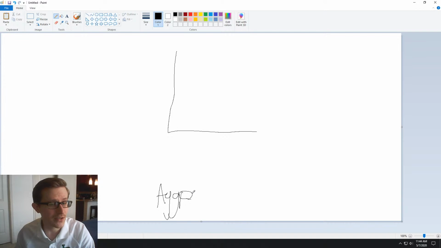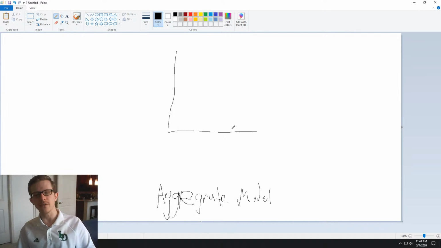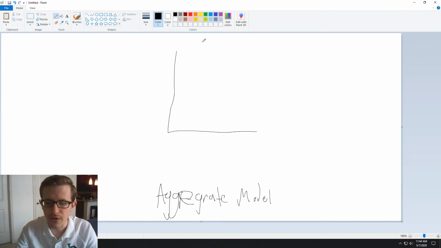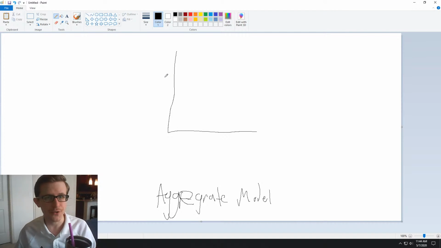So, oh wow, that's a really bad E. But we'll fix that. Aggregate model. There we go. Aggregate model. So this is going to be looking at our economy of scale here. It's going to be looking at the economy of our country, however it is you want to say it. There's going to be the 3 different lines on this one versus our regular supply and demand.